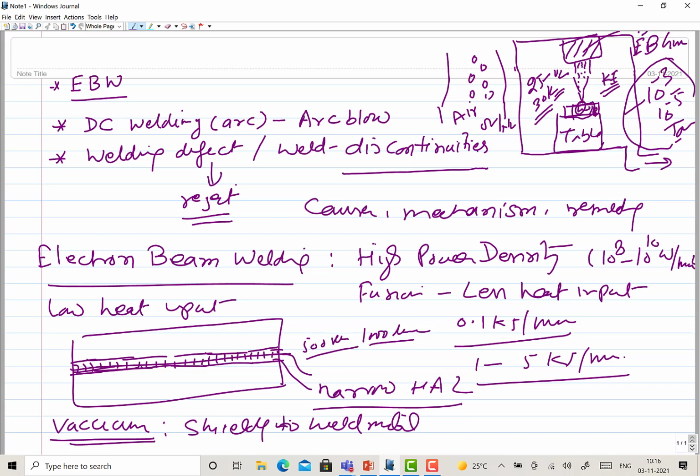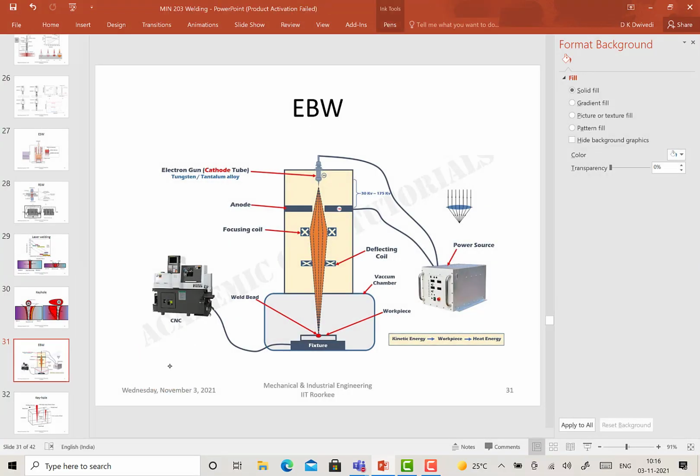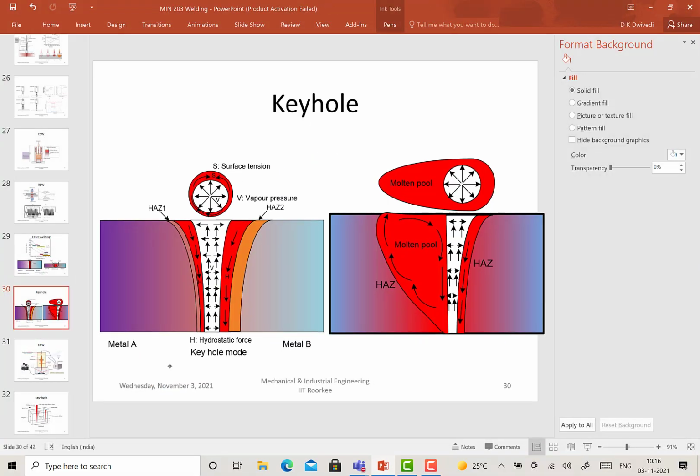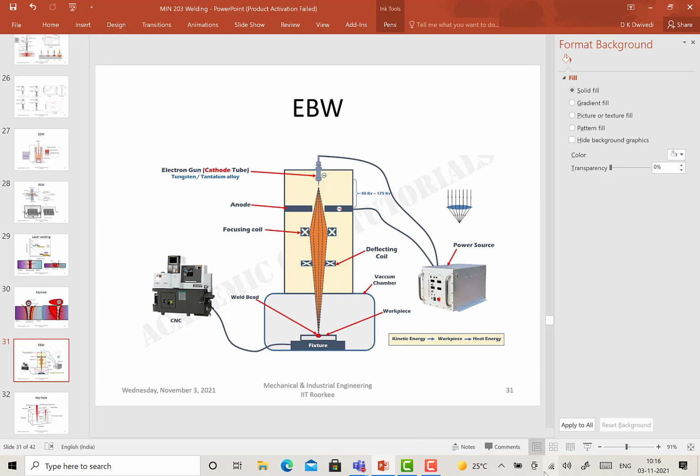So the third aspect: apart from the high power density leading to the low heat input, leading to the narrow weld zone and narrow heat affected zone, there are so many things.